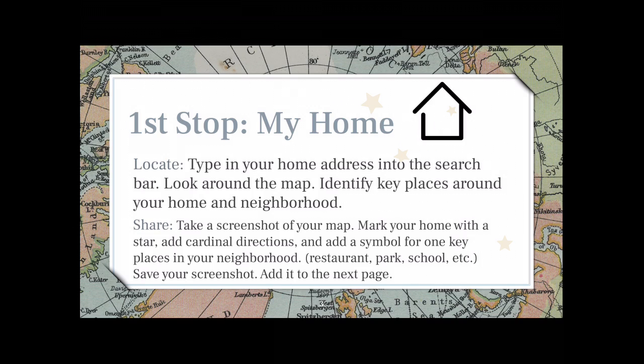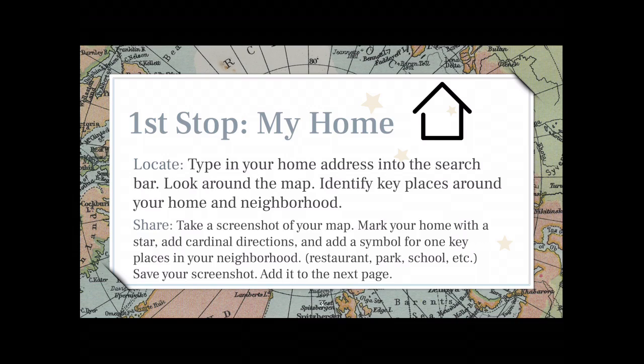And then the goal will be for you to take a screenshot of that map and be able to mark your home, maybe with a star. When you take a screenshot, you can make markings on it, so I will show you how to do that. You can add your cardinal directions, such as north, east, south, and west. You can even add a symbol for a key place in your neighborhood, such as a restaurant, a park, or a school. You will save your screenshot, and then you will add it onto the next page along with answering some questions about your home.